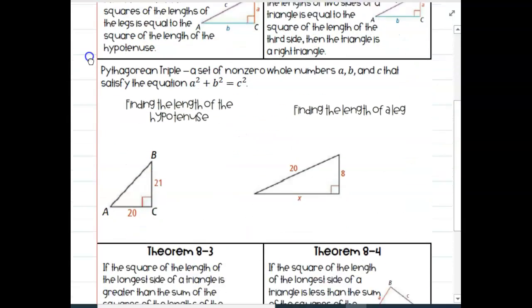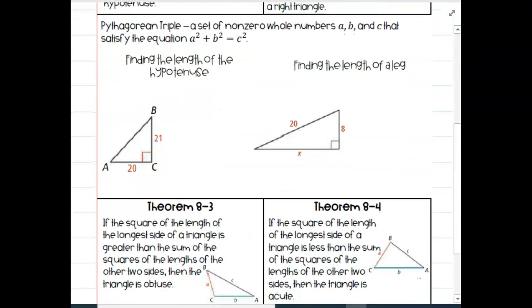One of the things we're going to do today is find the length of a hypotenuse, or maybe find the length of a leg. Another thing we're going to do, on the right-hand side, which we're not going to do in this example, is talk about things called Pythagorean triples.